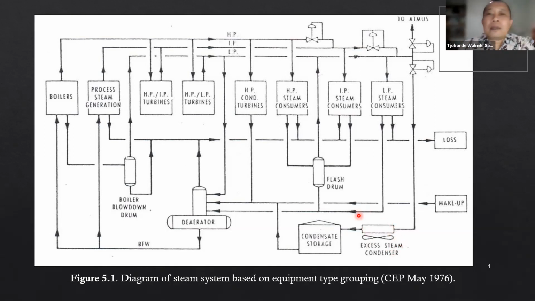Okay, and we have several. These are let down stations. So these are the equipment that reduces the pressure of steam from high pressure to medium pressure, from medium pressure to low pressure. Okay, yeah.